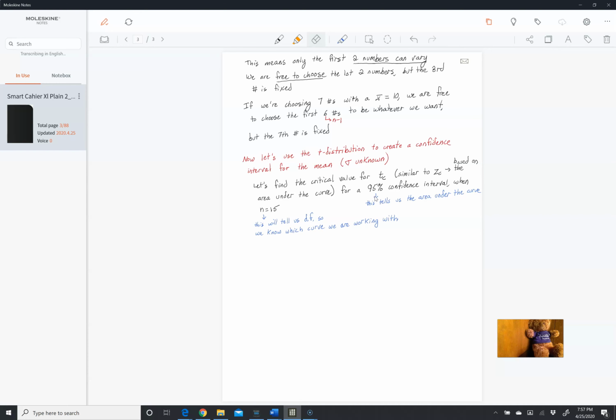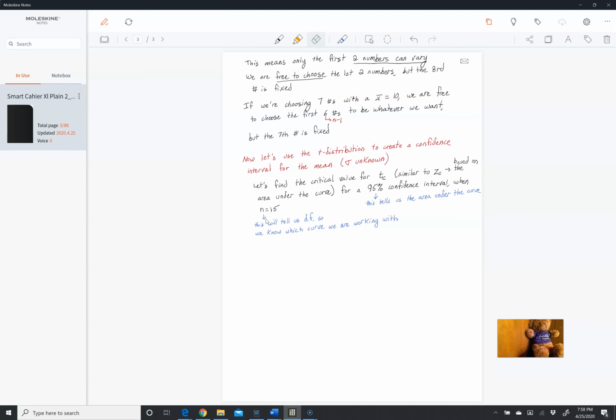The difference is that we have to know which curve we're dealing with, because the t-distribution has many, many different curves. For the z-score, it was only one curve. It was only the standard normal curve. So we need an extra piece of information. We need to know what the sample size is. The sample size tells us the degree of freedom.